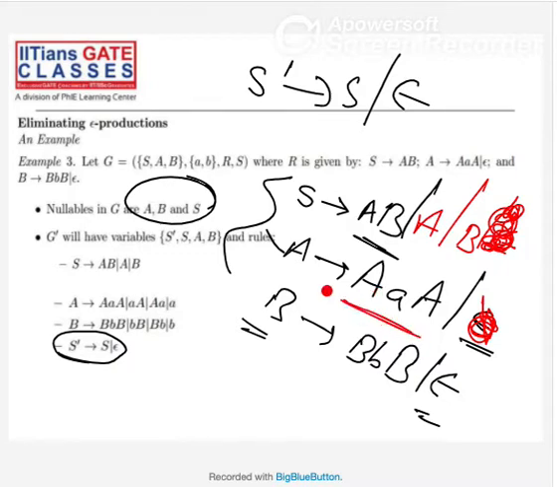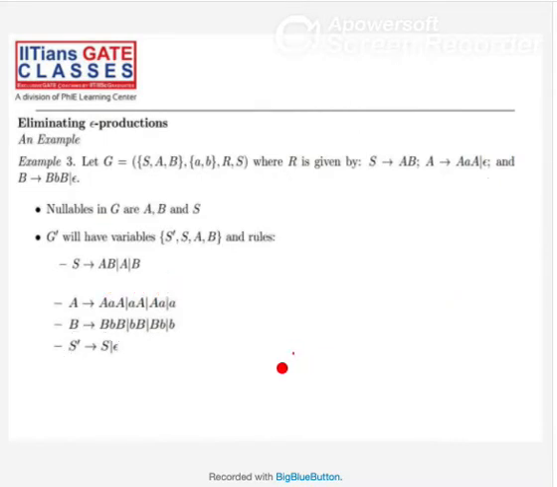Here you can see A is nullable. So you will leave it as it is. You will remove the first A, in the second turn you will remove the second A, in the third turn you will remove both the A's. Similarly B, you will leave it as it is, remove the first B, remove the second B, remove both the B's, and of course this epsilon you will remove. So this is how you can apply the null production removal algorithm.